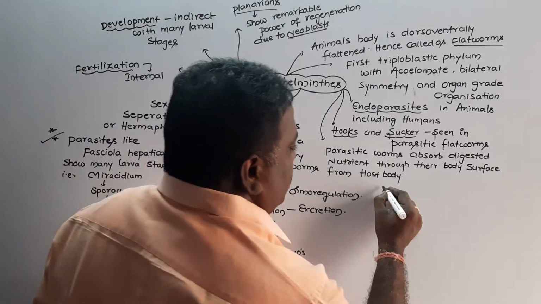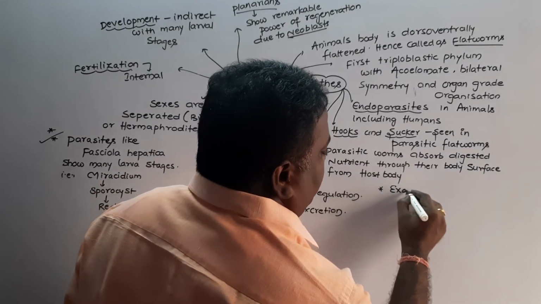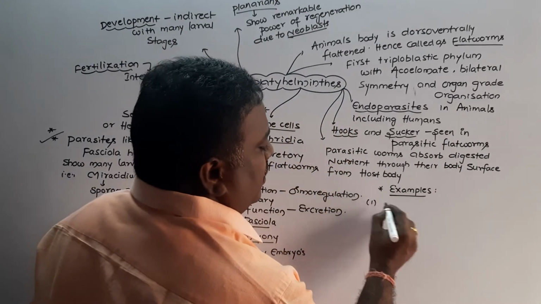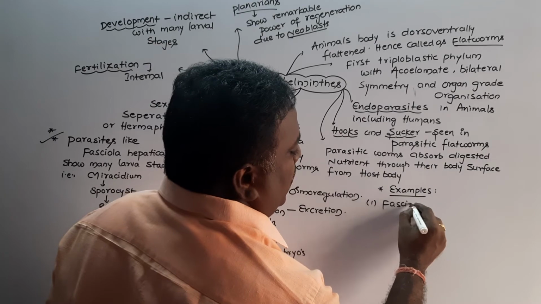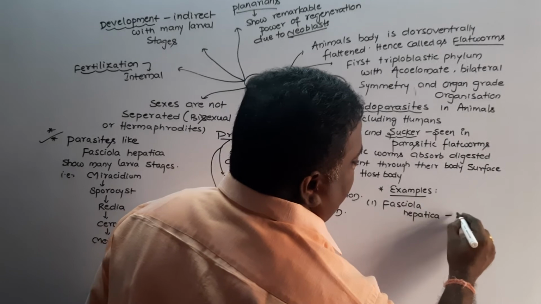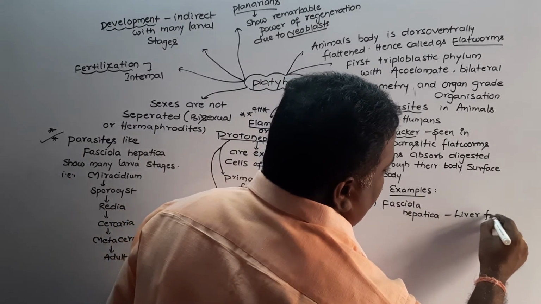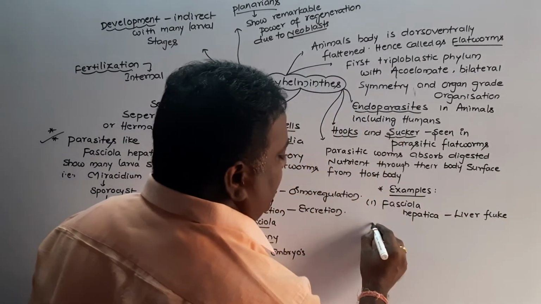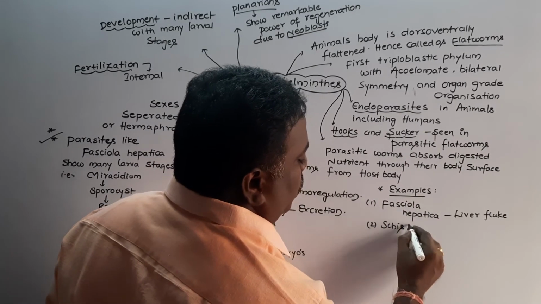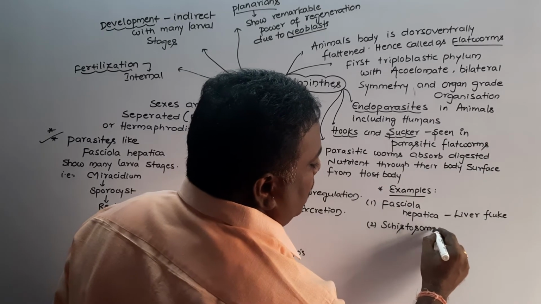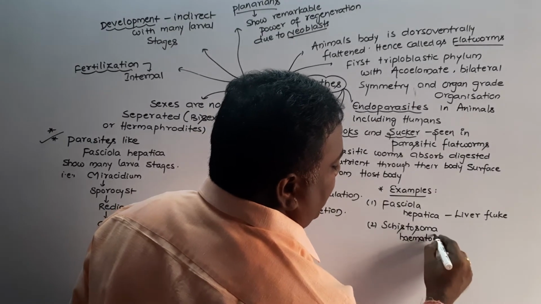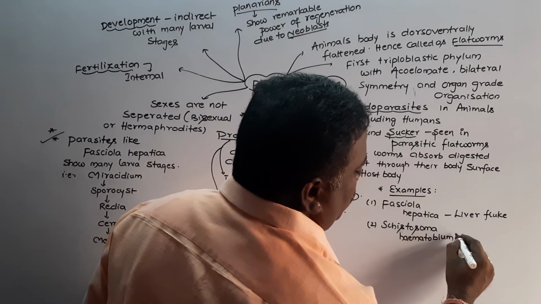And one more. If they ask for examples related to this, the most important examples are, one, Fasciola hepatica, which is commonly called liver fluke. The second one is Schistosoma hematobium. What is the meaning of hema? Hema means heme, means blood. Hematobium. This is called blood fluke.